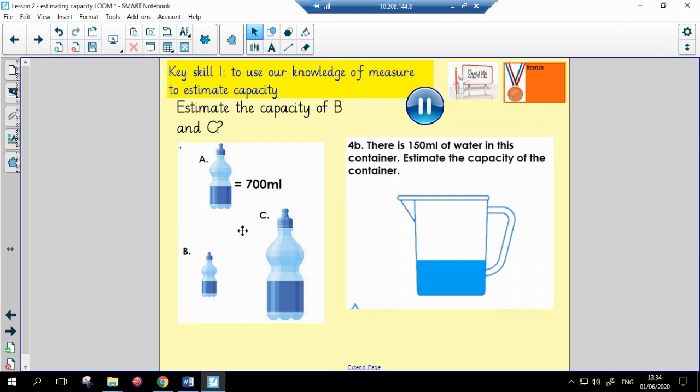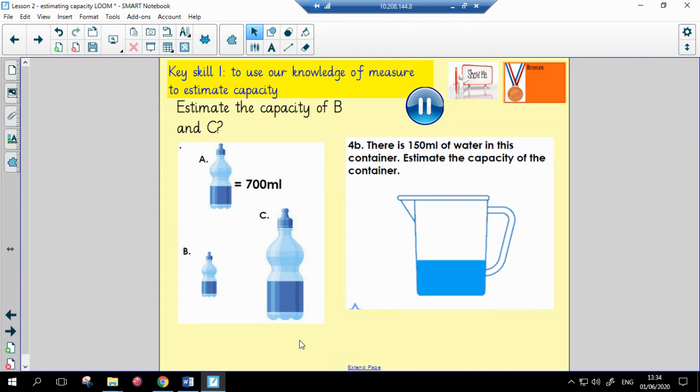Okay, so the capacity of B is approximately 200 millilitres. It's quite a bit smaller than A, more than half its size.